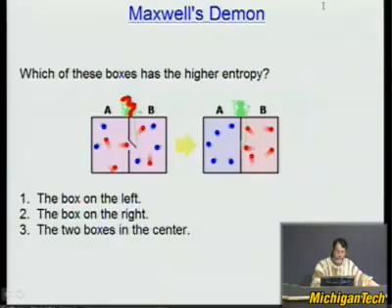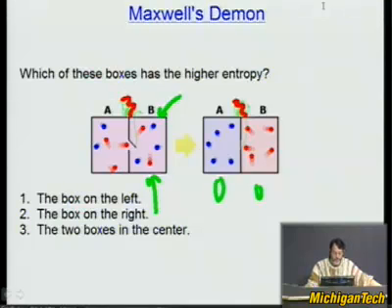So let's ignore the little demon here right now. He doesn't yet exist. So here we have a box on the left, and we have two kinds of particles. We have hot particles. Let's go to green here so I don't show bias. There's hot particles in red moving fast, and cold particles in blue moving slow. So does the box on the left have higher entropy, or does the box on the right, where the cold particles are here and the hot particles are over there? Or is it the two boxes in the center?